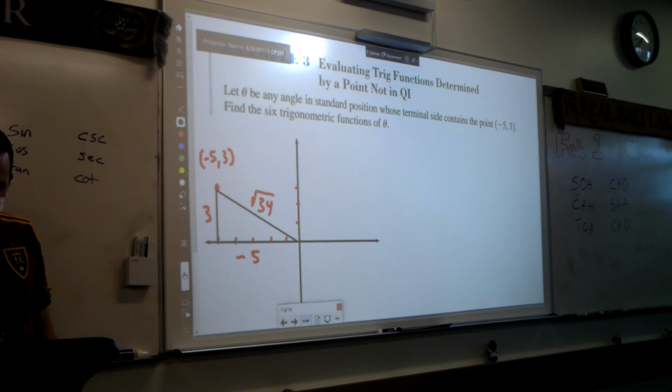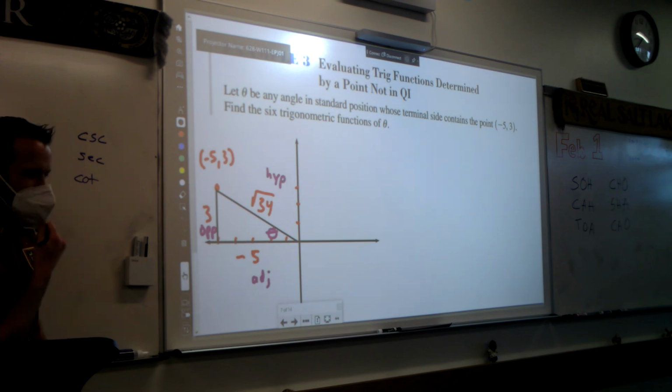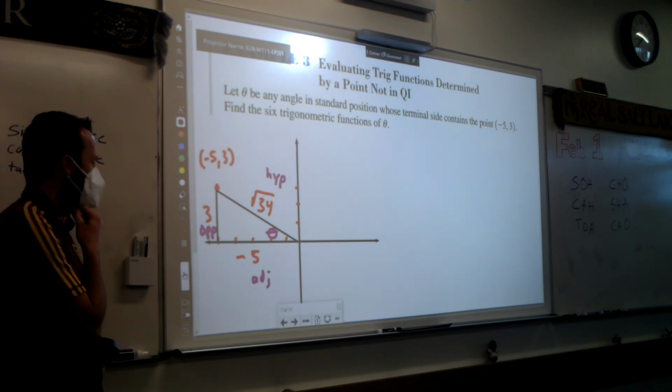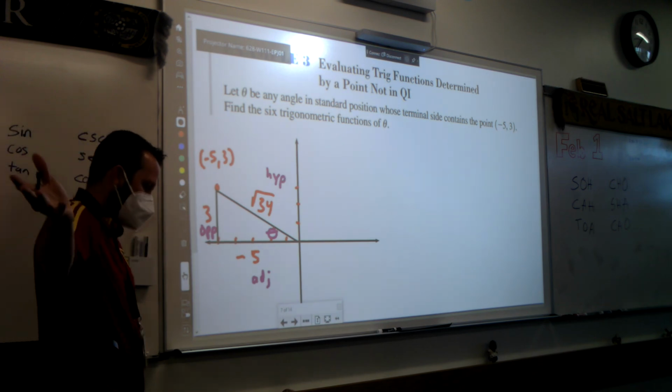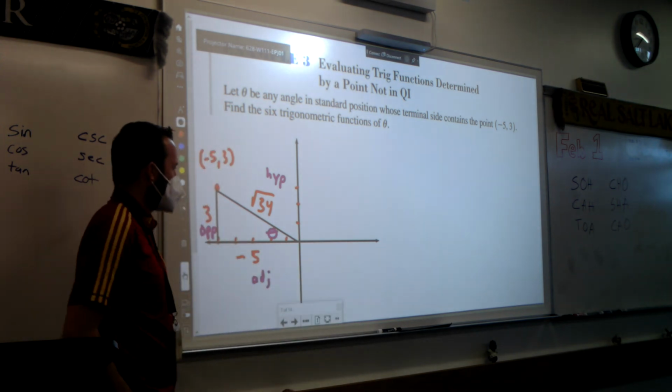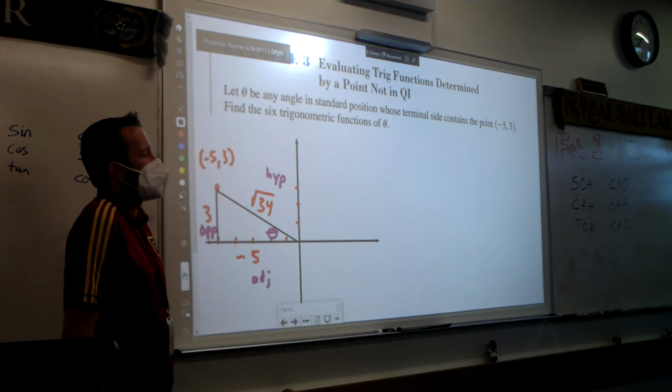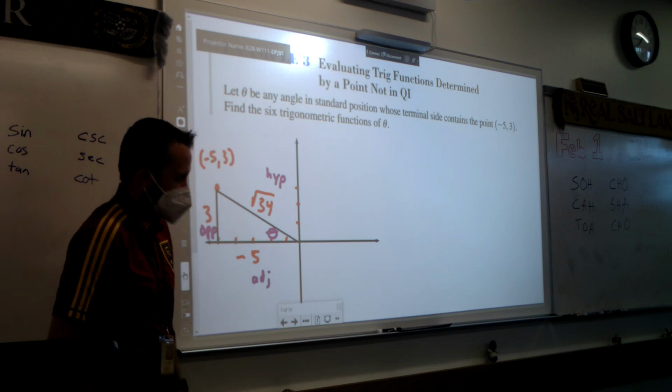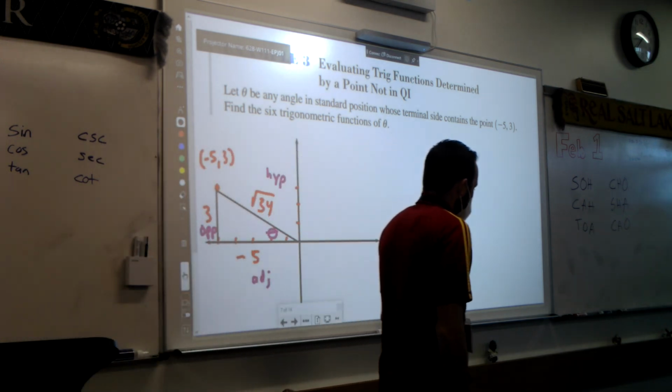So when I go through and I do SOHCAHTOA, I'm still going to have the same opposite side, the same adjacent side, and the same hypotenuse. But what will be different and what will be the same? Let me let you, with your group, maybe before you start figuring it out, try to think what's going to change here and what's going to stay the same. And then try to find SOHCAHTOA.